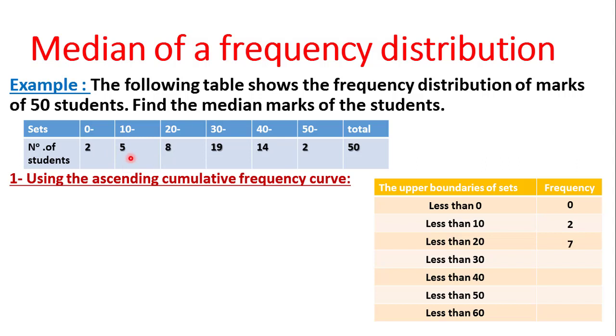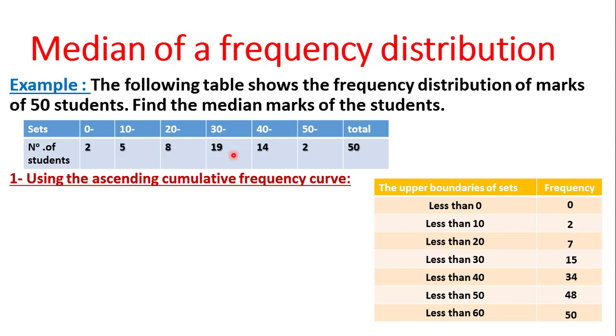Less than 30, 2 plus 5 plus 8, so 15. Less than 40, in the same way, 2 plus 5 plus 8 plus 19, it will be 34. Less than 50, in the same way, 2 plus 5 plus 8 plus 19 plus 14, it will be 48. Then I'll add 2 to get less than 60. Okay, this is how to form the ascending cumulative table.